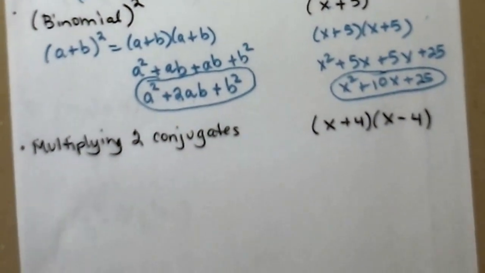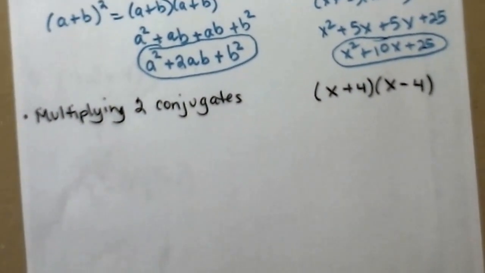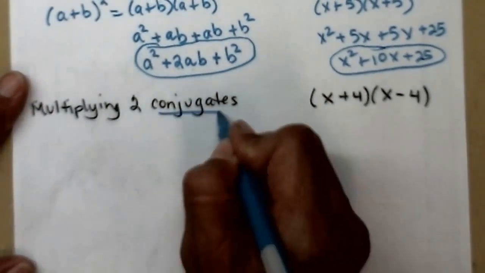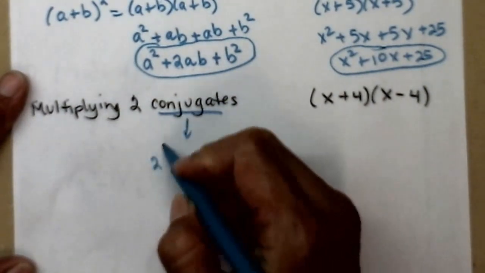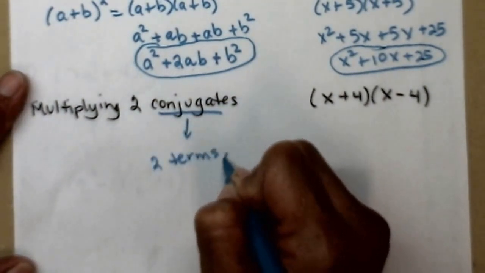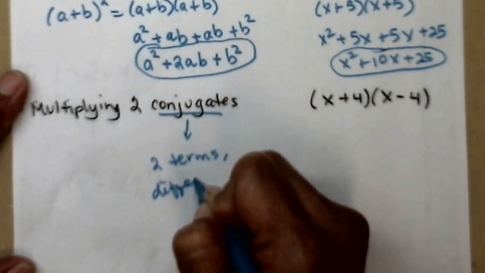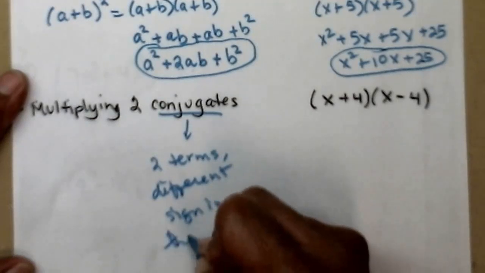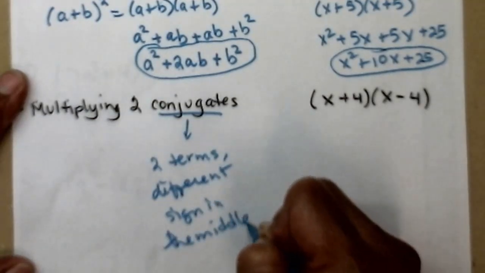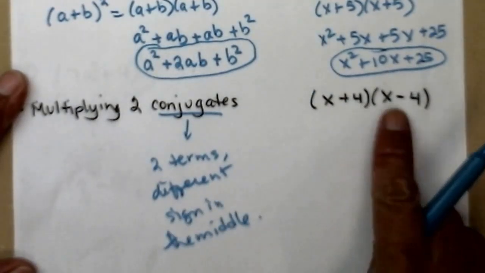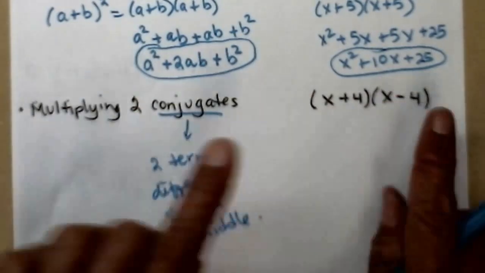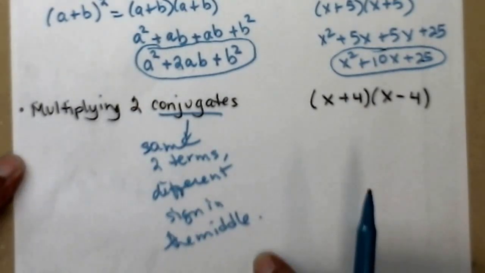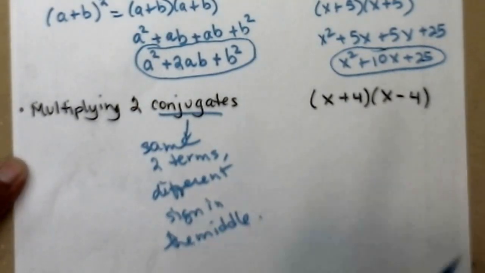Okay. And the last one is when we're multiplying two conjugates. Now, conjugate is probably a new vocabulary word for you. And this is two terms, different sign in the middle. Okay. So x plus 4, x minus 4, so these have the same two terms, different sign in the middle. So both binomials, different signs.